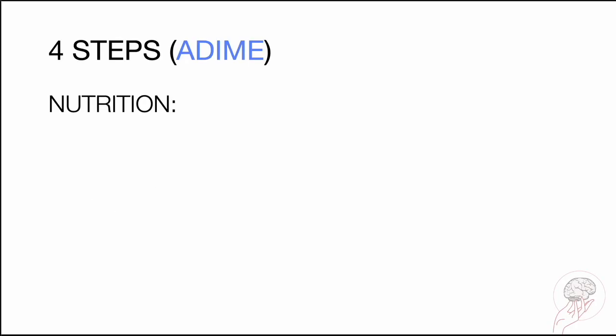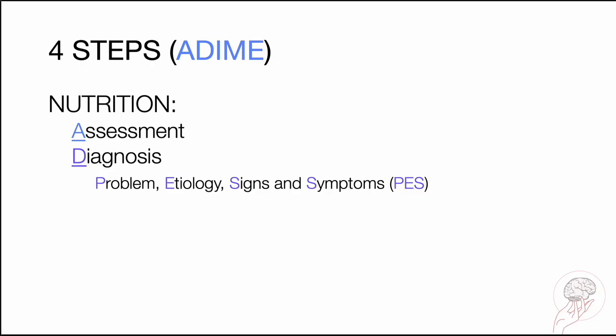So now let's get into the actual nutrition care process. And we're going to start with ADIME. There's 4 steps to ADIME, and you probably guessed they make up the word ADIME. So we have nutrition assessment, diagnosis, which includes the problem, the etiology or what's causing it, and signs and symptoms. And this is also going to make up probably the most important thing you'll learn to do in this class, which is PES statements.